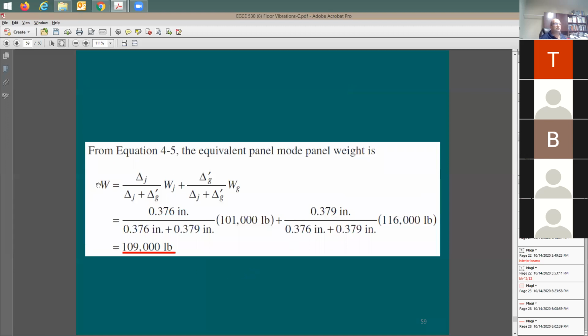And then after that, we do the combined weight. The total weight is going to be based on how much deflection you have in the joist or the beam versus how much deflection you have in the girder. We have done this analysis, right? And the total effective weight now becomes 109 kips.